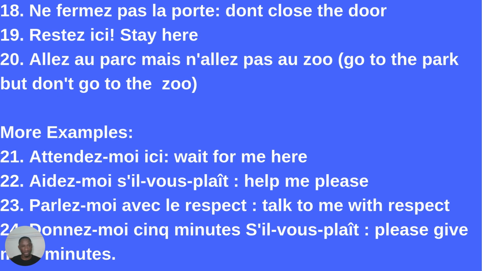Parlez-moi avec le respect. Talk to me with respect. Very simple. Even if you're learning French for the first day, you can make these kinds of sentences. Okay? Donnez-moi 5 minutes, s'il vous plaît. I hope you're repeating after me. Make sure you're repeating all of these things. Don't just enjoy the class. Give me 5 minutes, please.